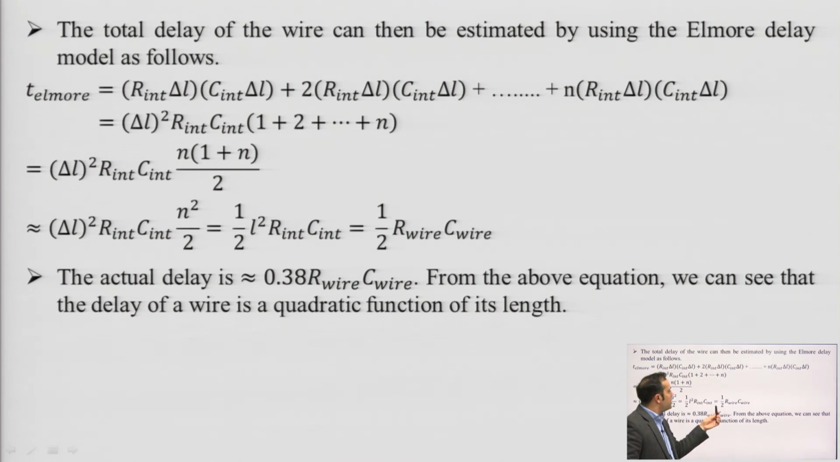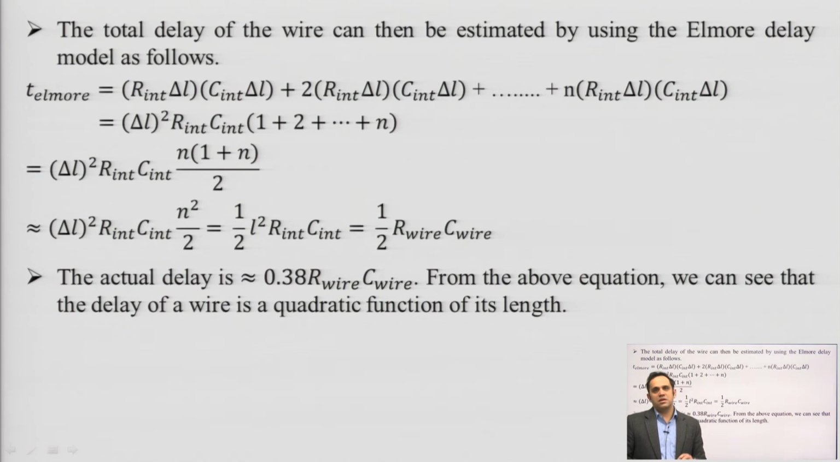Finally, you arrive at something like half of L squared times R and C, where L is the length, and R and C are the unit resistance and unit capacitance. For unit length, if I substitute L with 1, I get half of R wire and C wire, that is, the resistance of the entire wire multiplied by the capacitance of the wire, halved. That is the theoretical value. Practical analysis has shown that this Elmore delay is around 0.38 times the wire resistance and the wire capacitance. So, you can see that the delay of a wire is a quadratic function of its length.